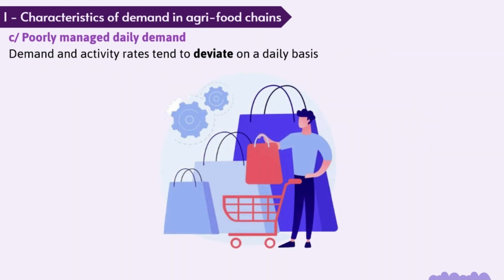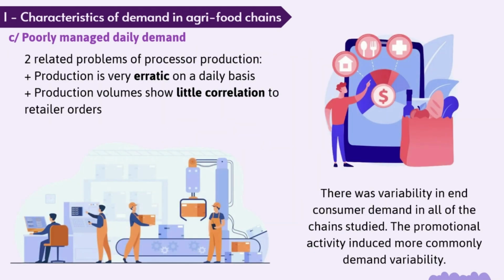Poorly managed daily demand. Demand and activity rates tend to deviate on a daily basis, through detailed investigations of direct order and production patterns. Consumer shopping habits dictate that demand towards the end of the week, Friday and Saturday, will normally be higher than earlier in the week. This creates difficulties for suppliers in terms of capacity planning, a problem which is exacerbated when suppliers work a Friday week while retailers trade over 7 days. Two related problems of processor production.